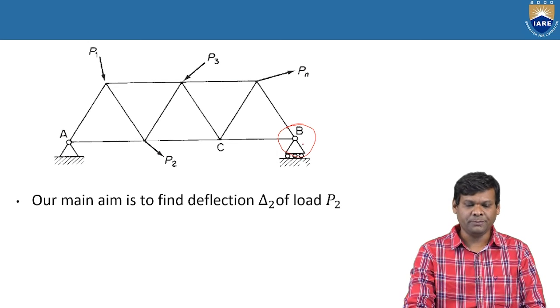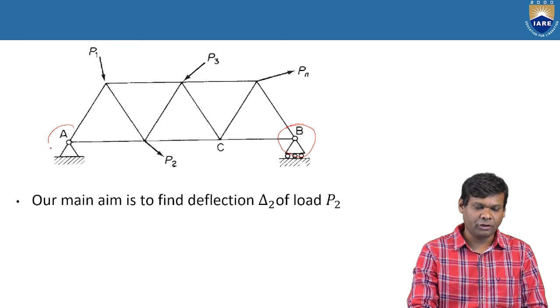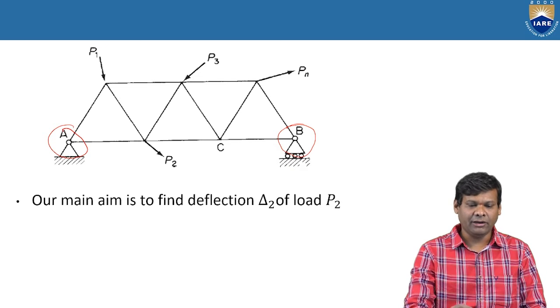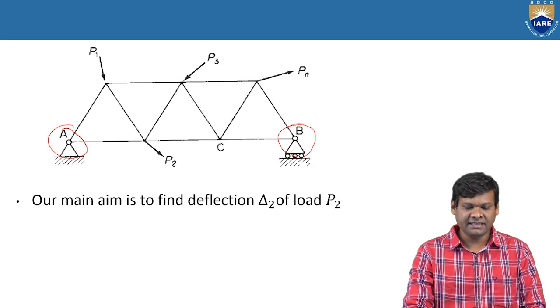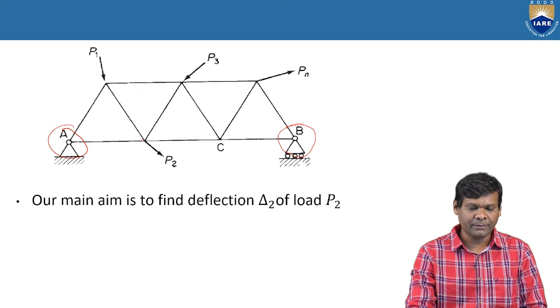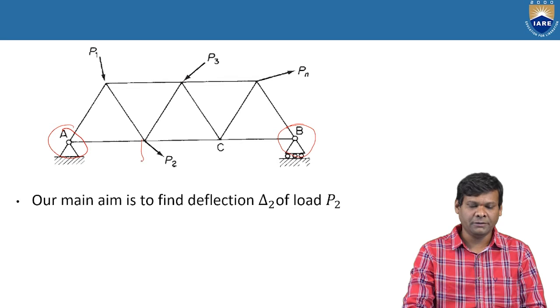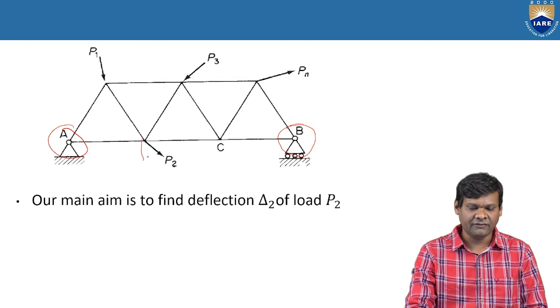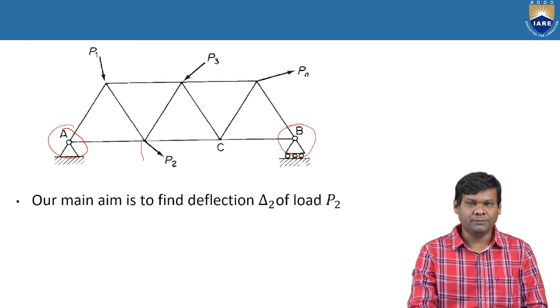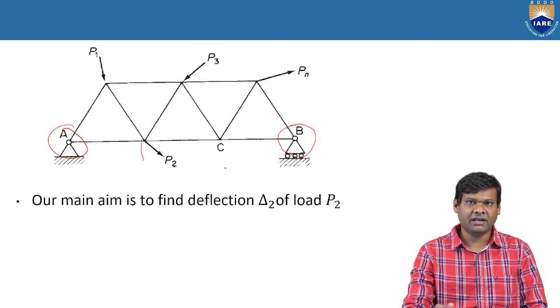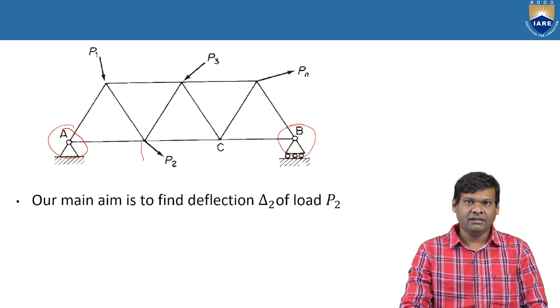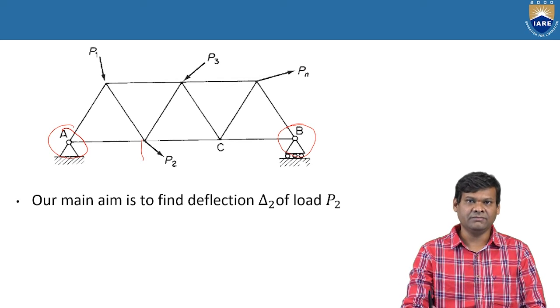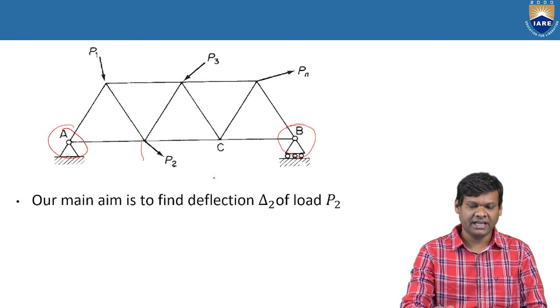There is a roller at point B, and it is hinged at point A, and we have applied loads of magnitude P1, P3, Pn, and P2, and this is a point C. Our main aim is to find the deflection at point 2, that is deflection delta 2 of load P2. When we apply n number of loads, we need to identify for a specific load how much deflection has occurred for a given system, and the system geometry was given as follows.